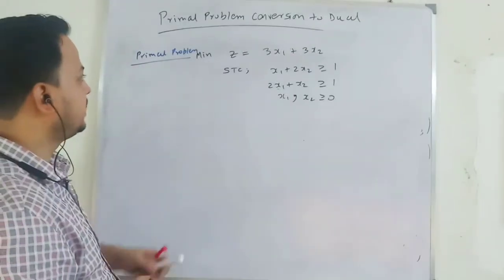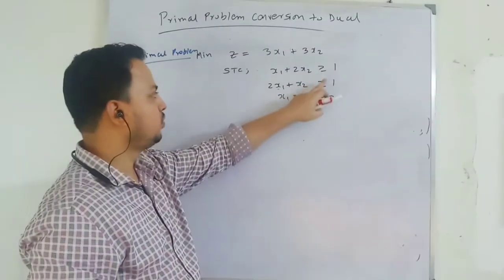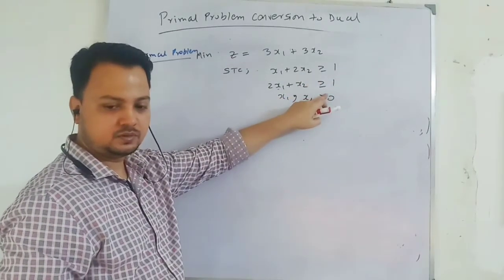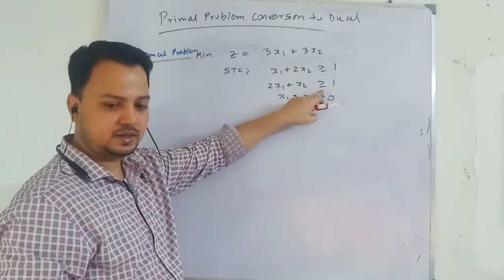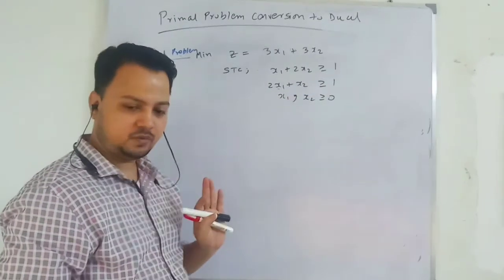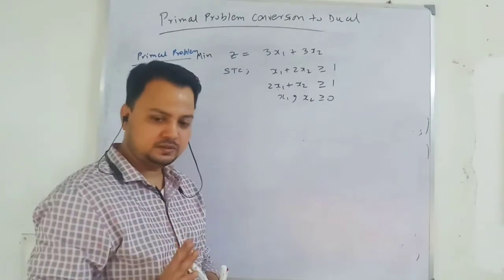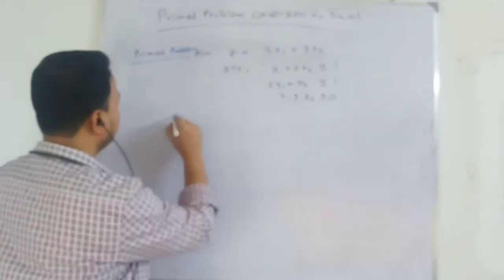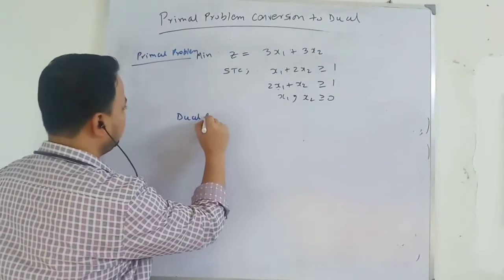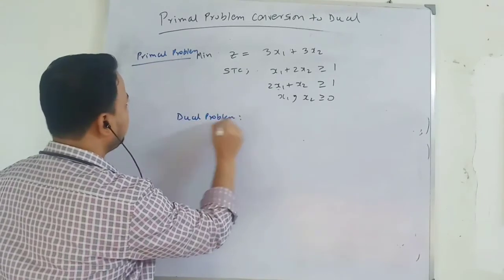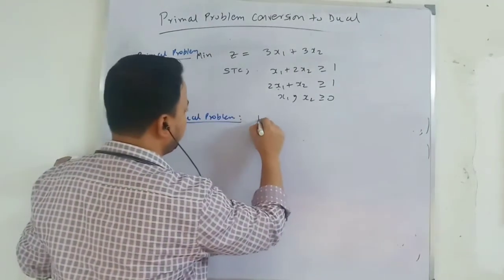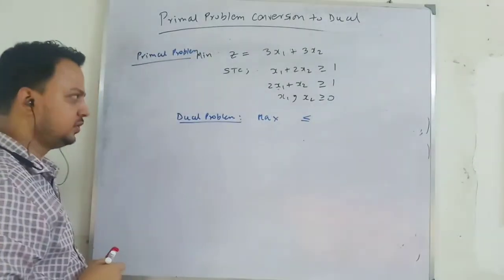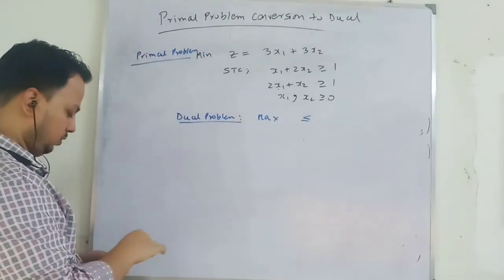In case of minimization, what do I require? Greater than or equal to sign, right? So it is given already in standard form, and I don't need to do anything. Then I have to set up the dual problem. This is minimization, so for the dual I have to do maximization with less than or equal to sign.